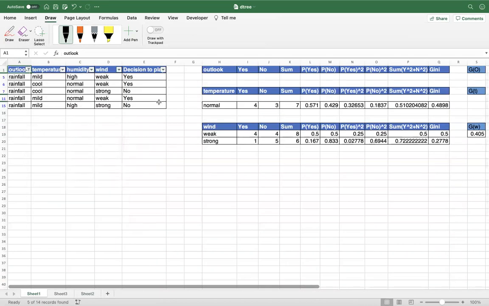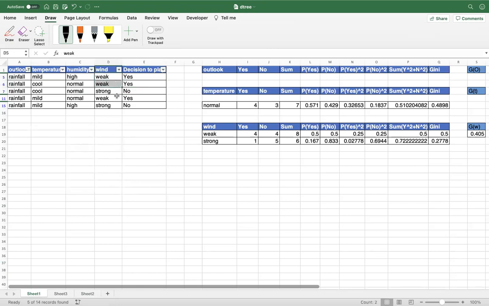okay, then we'll once again see the Gini index. You can see whenever outlook is rainfall, whenever wind is weak, the decision to play is yes. Whenever wind is strong, the decision to play is no. Do you see that? If you take humidity, for example, once humidity is high, decision to play is yes, and once it is high, the decision is no. We cannot come to a perfect conclusion. If we take temperature, for example, when temperature is cool, once the decision to play is yes, and once it is no.